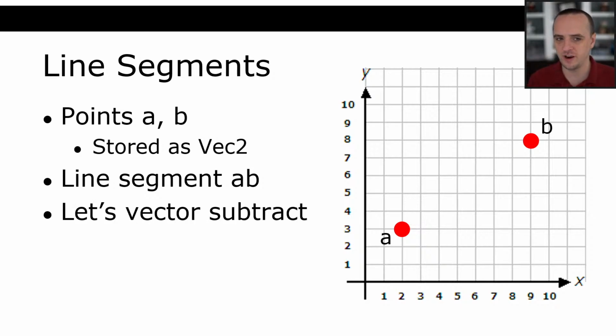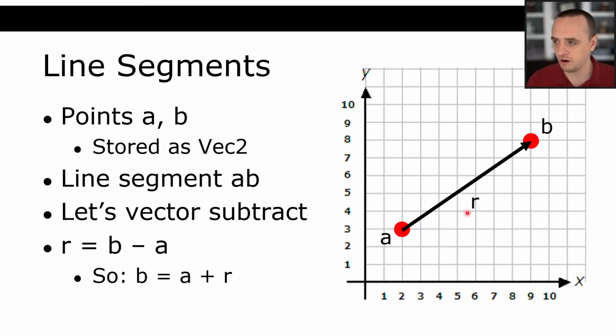So let's try some vector subtraction, okay? If we take R, which is equal to B minus A, right? We've seen this before. We know this. We're taking destination minus source. So R represents the line segment or the vector which goes from A to B, all right? So B is going to be A plus R. And we already know this. This is pretty basic vector math.